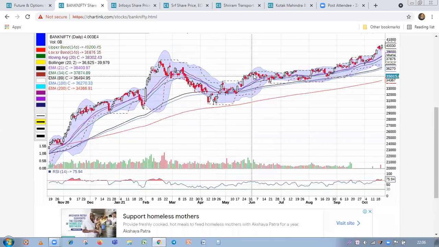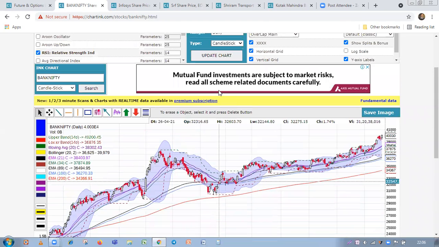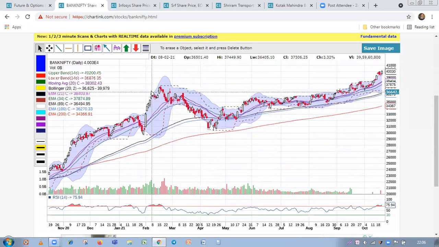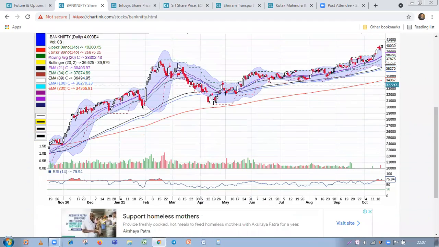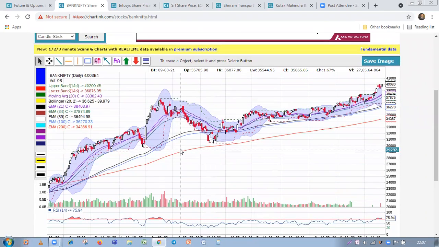But it again recovered, and you can see then it broke this level. It has now given a breakout above 38,000 somewhere, and again a breakout on the upper side. So the overall trend of Bank Nifty, or even the whole market, is strong. Temporary falls are an opportunity for investors. I'm saying investors, for those who have a long-term view of the market, they can still continue to go on the long side.